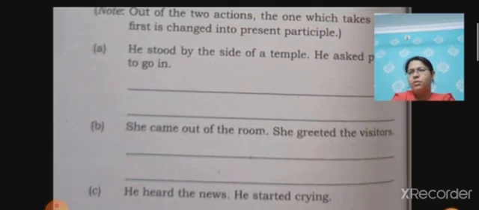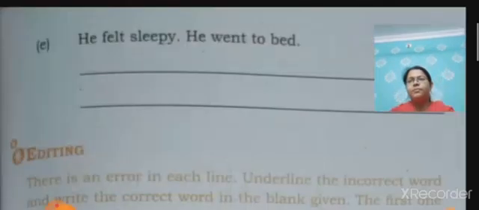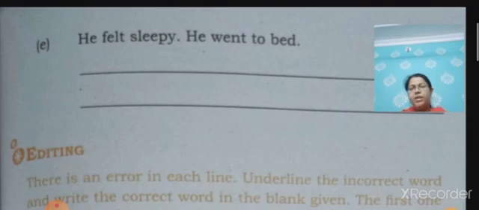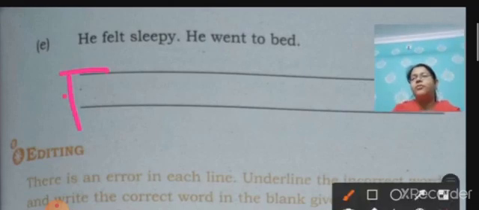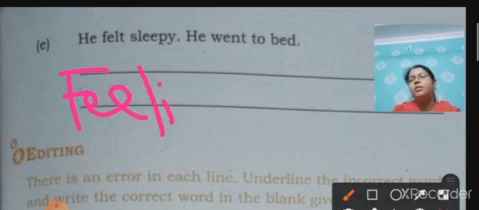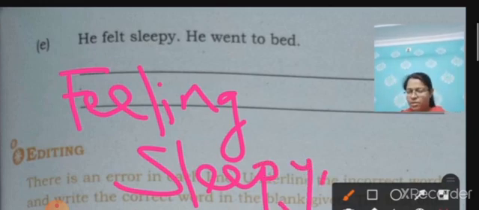And last one, okay, so let's see the last one. He felt sleepy, he went to bed. Here the first action happened is feeling sleepy. So we will write feeling sleepy, comma, he went to bed.